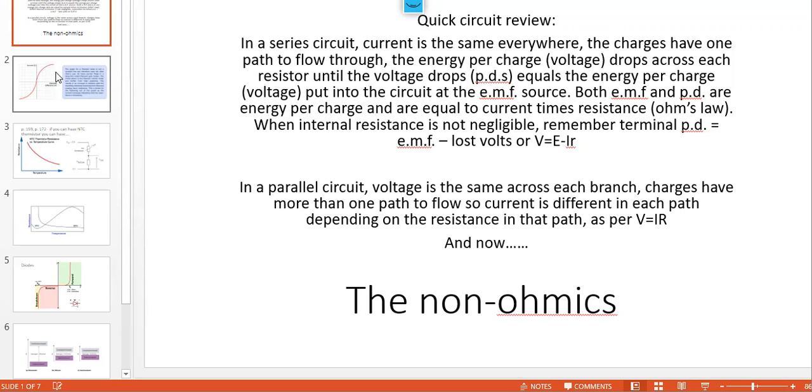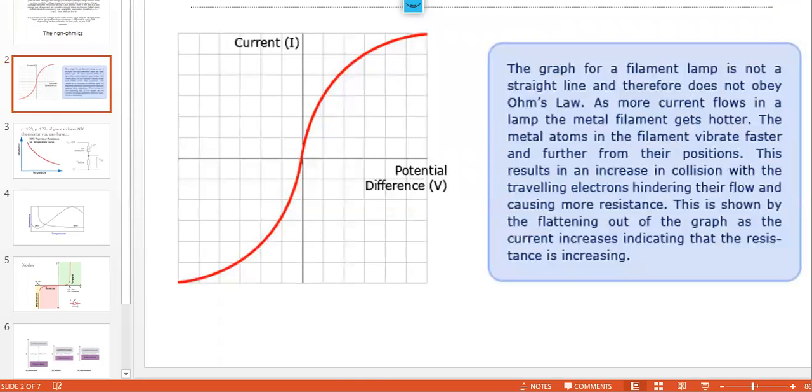All right, so we have non-ohmic components. The first one is a filament lamp. It says, the graph for a filament lamp is not a straight line and therefore does not obey Ohm's law. So remember, if we're looking at an IV characteristic, here they're plotting current on the y-axis against voltage on the x-axis. So it would be the inverse of the slope here that would give the resistance.